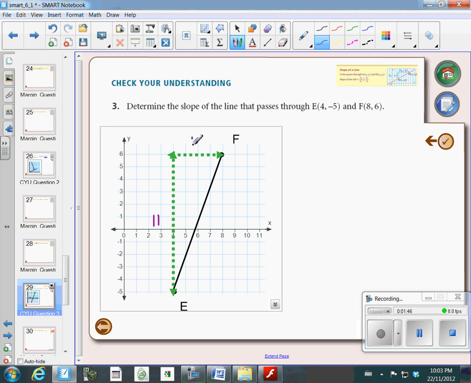Run is 4. Okay, so the slope is just rise over run. It's positive. It goes up to the right, 11 over 4. Now, we're going to need to know a little bit more of a mathematical way of finding the slope. So in order to get that, we're going to have to look at a strategy that will relate those coordinates and see if we can develop a formula to come up with that slope.